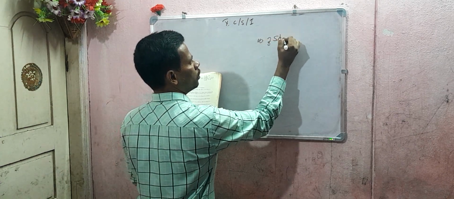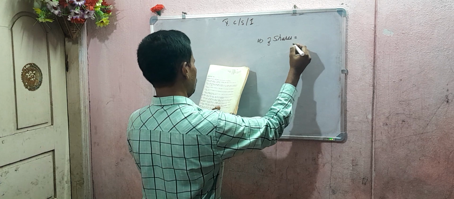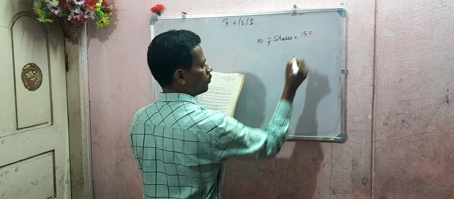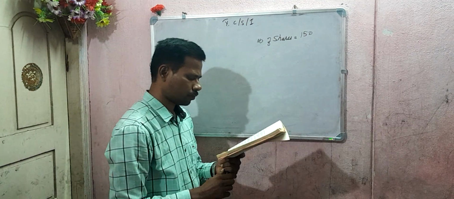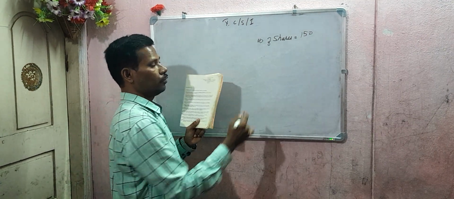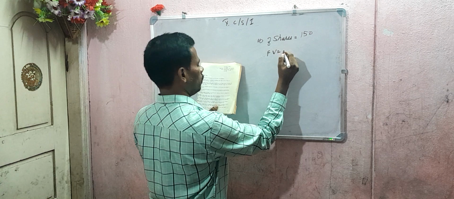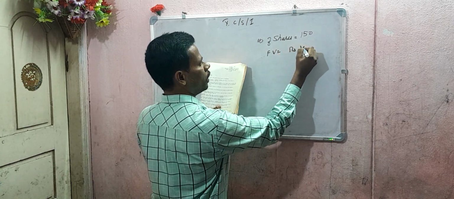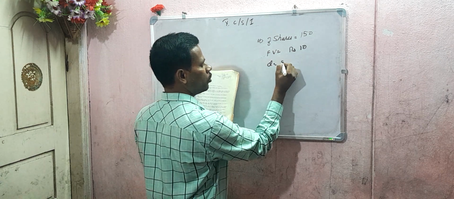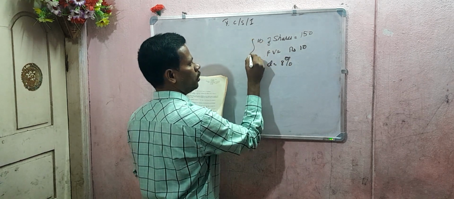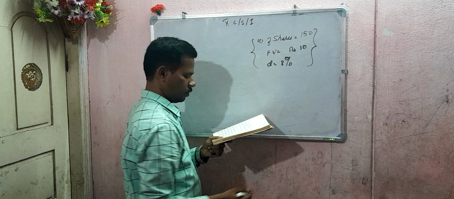Number of shares: how many? 150. Next, face value of each share: rupees 10. Next, dividend is equal to 8%. These are the conditions given.